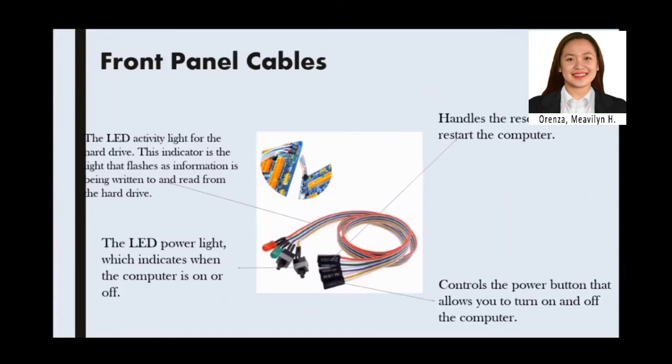Front panel cables. The LED activity light for the hard drive. This indicator is the light that flashes as information is being written to and read from the hard drive. The LED power light indicates when the computer is on or off. The reset button restarts the computer. The power button allows you to turn the computer on and off.